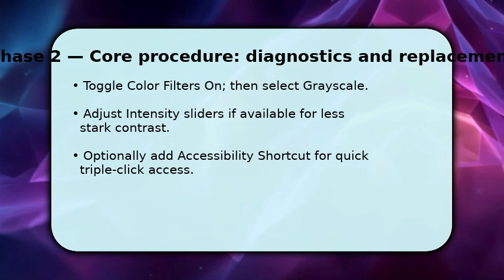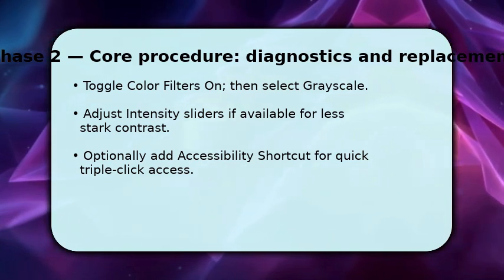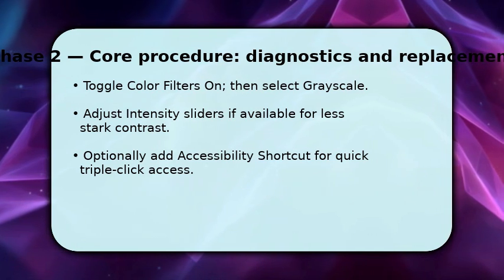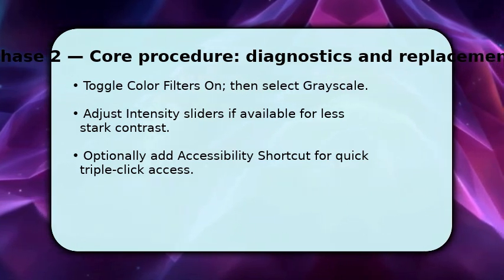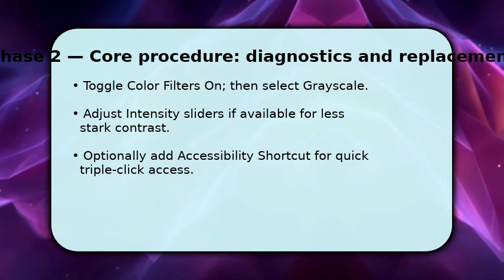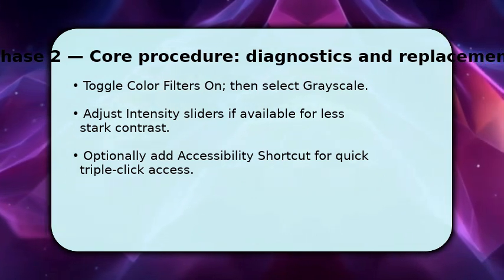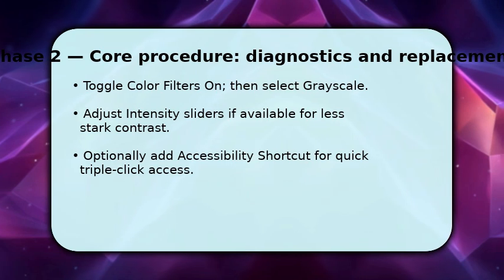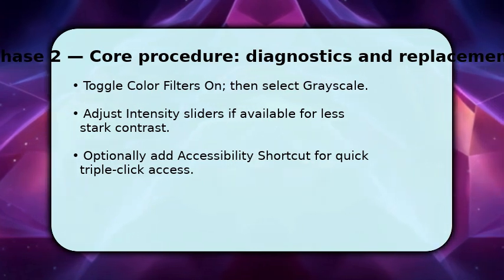If you want quick switching, go back to Accessibility and set the accessibility shortcut to color filters so a triple click of the side button toggles Grayscale. This saves time. You can compare color versus Grayscale instantly to confirm visual comfort and functionality.